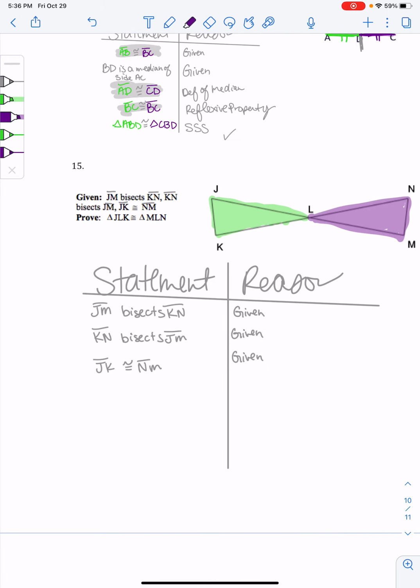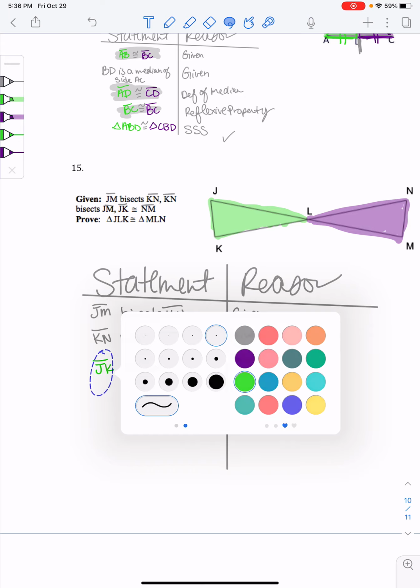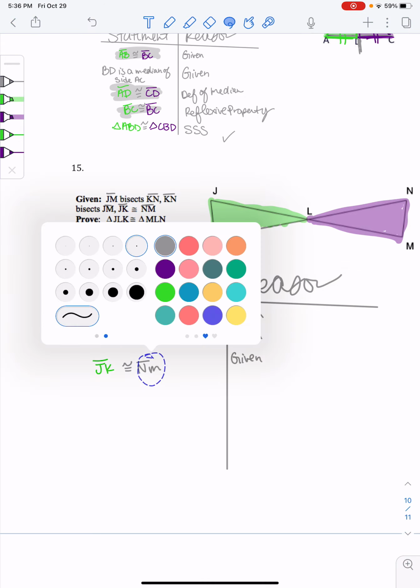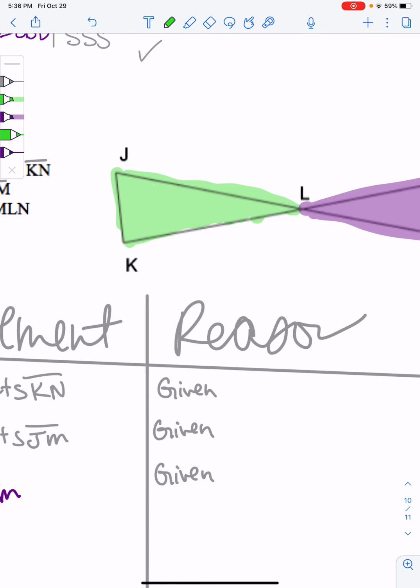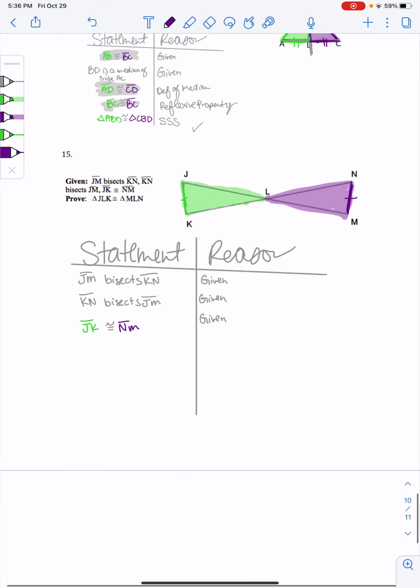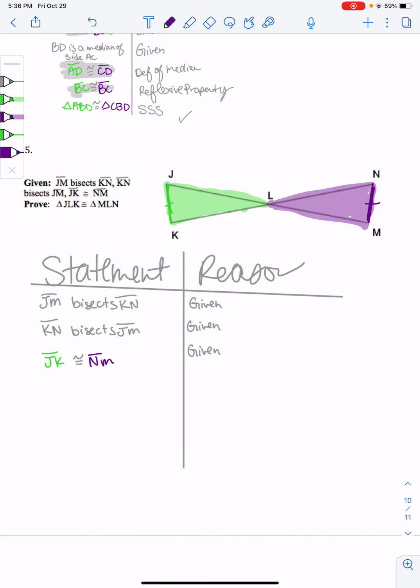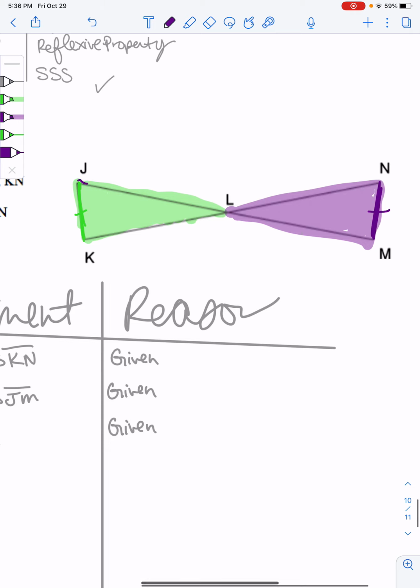I'll color coordinate. We know that JK is green from our picture, and purple would be NM. So that's looking like they're telling us that this side is the same as this side. Then I need to kind of delve into what does bisects mean. So they said JM bisects KN, and vice versa, KN bisects JM. So they're saying these guys cut each other in half.